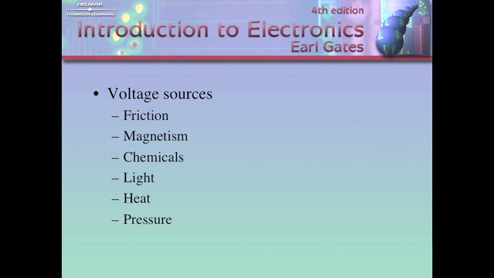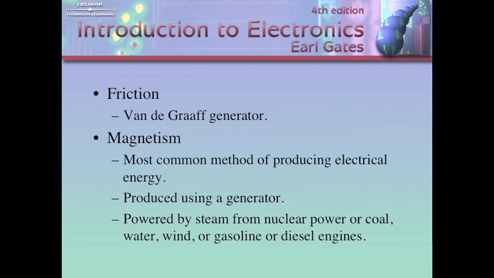First of all, there are 6 different voltage sources, period. They include friction, magnetism, chemical, light, heat, and pressure. Friction, I don't know how many of you are familiar with it, but the best example of friction would be the Van de Graaff generator. Are any of you familiar with the Van de Graaff generator? I guess it's not a very good example then.